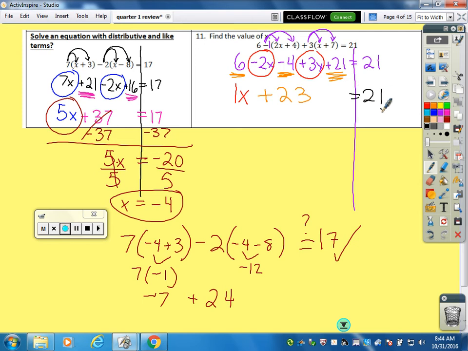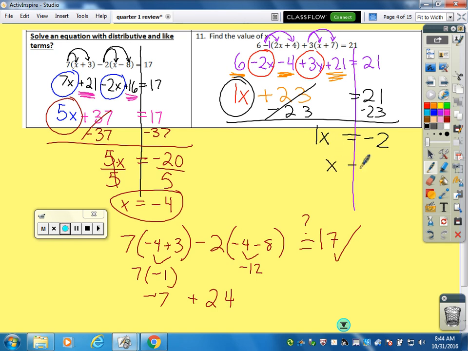Now you've got a good old two-step equation, so we need to solve for this 1x. So I'm going to subtract my 23 to the other side. That gives me 1x is equal to negative 2. I can stop there because we know by our identity property that this 1x is the same as x, or you could just divide by your 1 and you'd still get the same answer. So x is equal to negative 2.